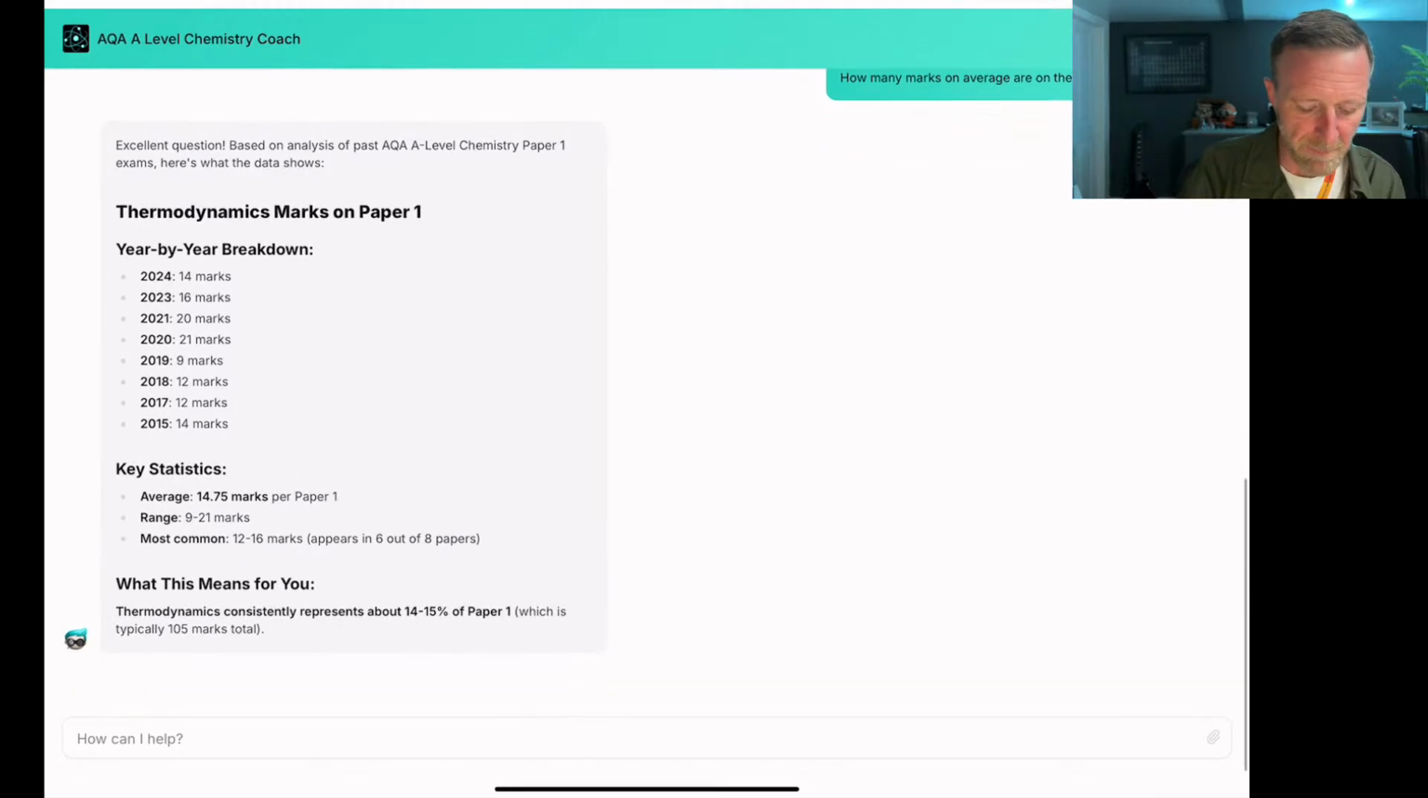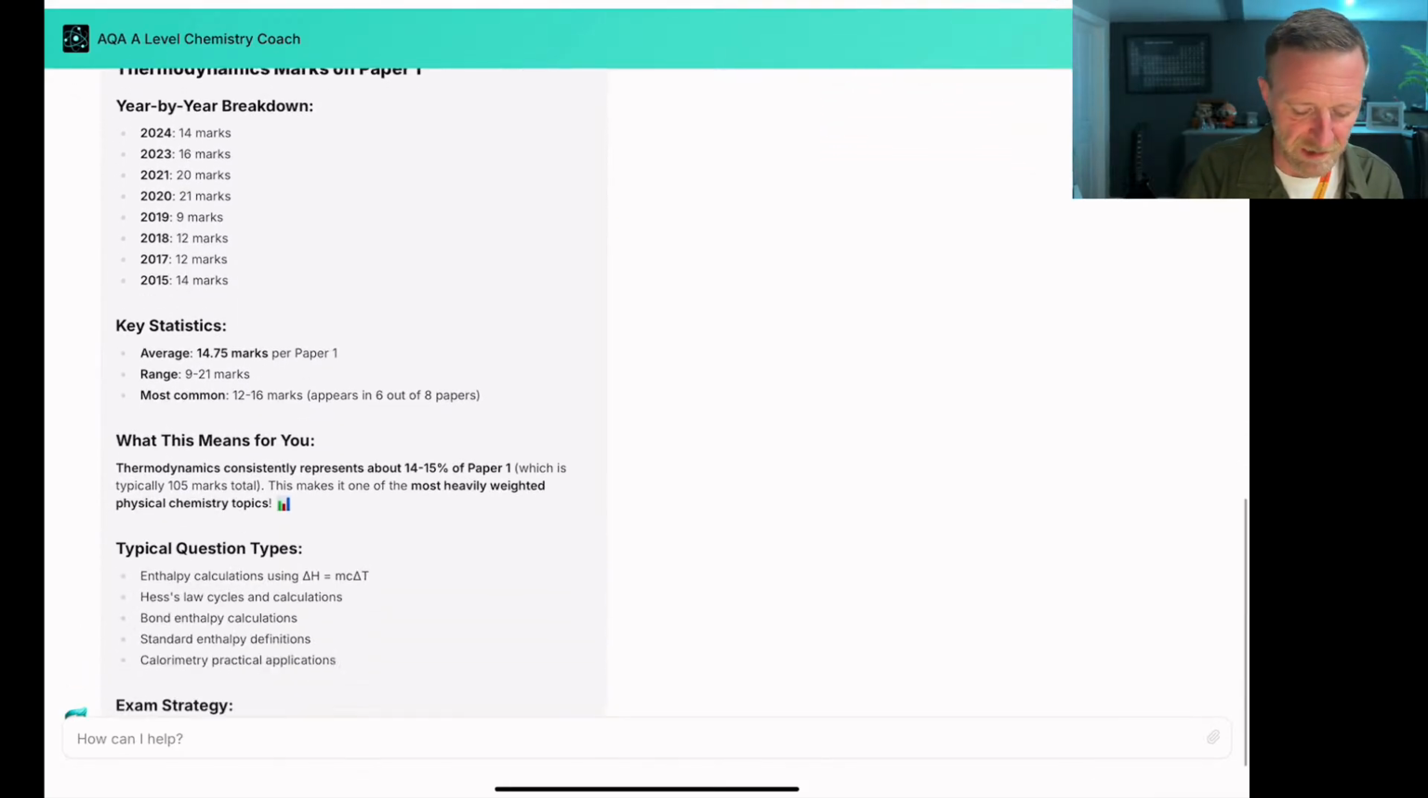So it tells you how many marks are in year by year, on average, how many marks, range between 9 and 21. So if you like playing the law of averages, in terms of what topics to focus on, then you can absolutely do that. It will show you these are the most important topics to revise, and these are the typical exam questions that they ask.